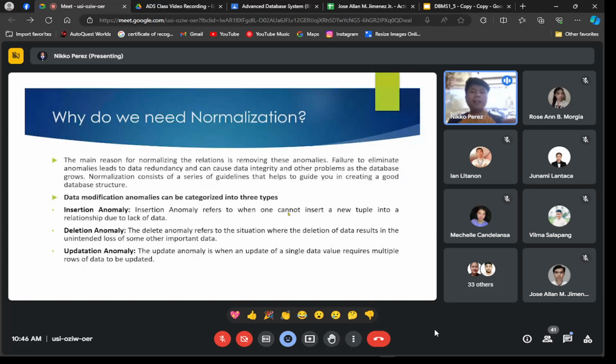But why do we need to normalize? The main reason for normalizing the relations is removing these anomalies. Failure to eliminate anomalies leads to data redundancy and can cause data integrity and other problems as the database grows. Normalization consists of a series of guidelines that helps guide you in creating a good database structure. So that is our agenda, our aim.